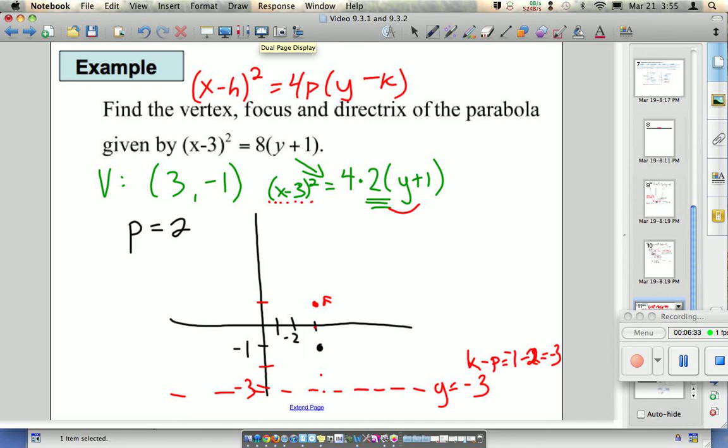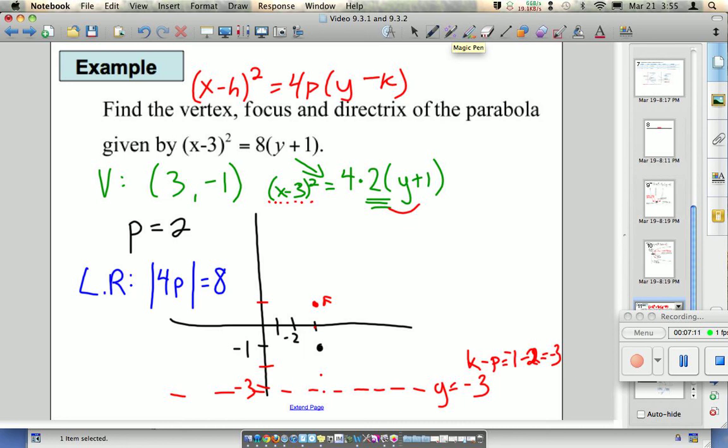Now let's take a look at the latus rectum, because I have 1 point on my parabola, I need at least 1 more. I know my latus rectum will be horizontal, it'll be going in this direction, because it always goes through the focus parallel to the directrix. But now I have to figure out how long that line should be, and I remember that the latus rectum is always the absolute value of 4p. This p is 2, so it's the absolute value of 8, which is 8.